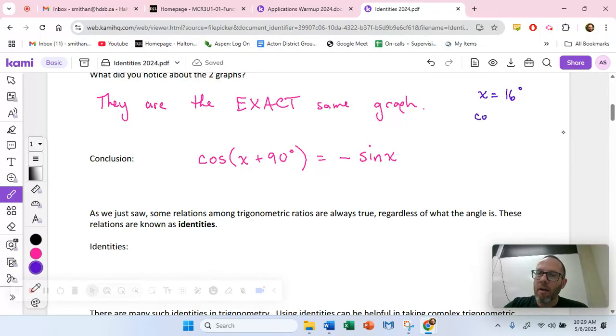What happens when x is 16? Can you guys evaluate the cosine of 16 plus 90? I can do that. That'd be 106 degrees. Can you guys slam that in there? And then can you also do the negative of sine 16 degrees and see what you get?